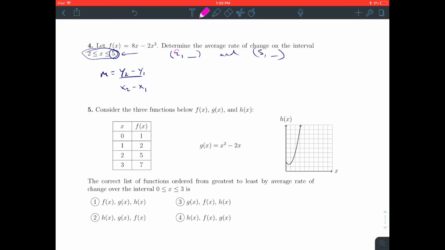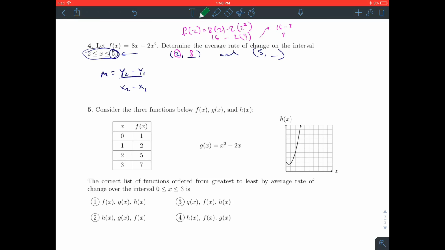To find them, I'm going to start by finding the y coordinate for 2 by plugging 2 into the function. So I have 8 times 2 is 16. 2 squared is 4. That becomes 16 minus 8, which is 8. So the y coordinate for this point is 8.